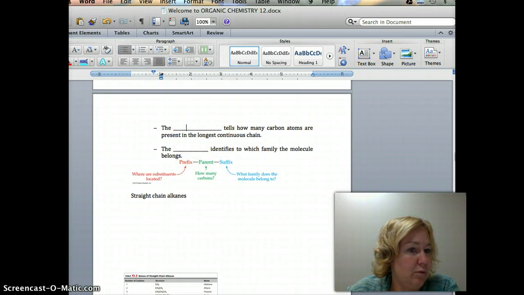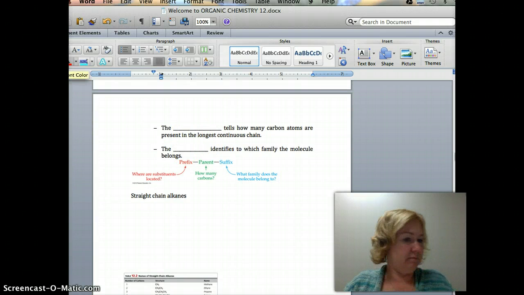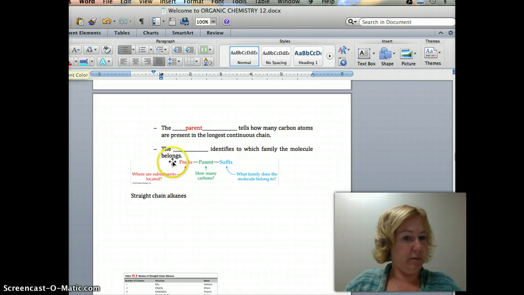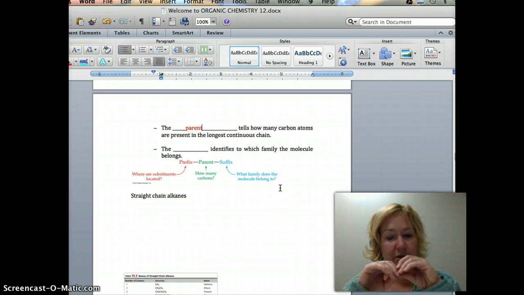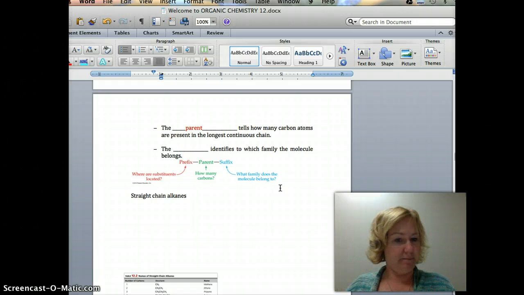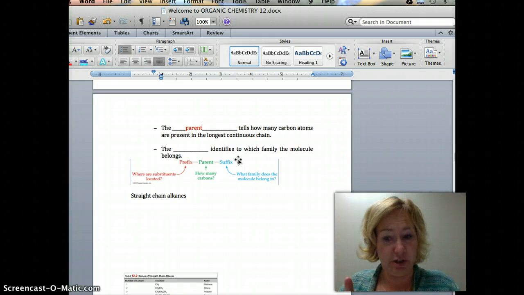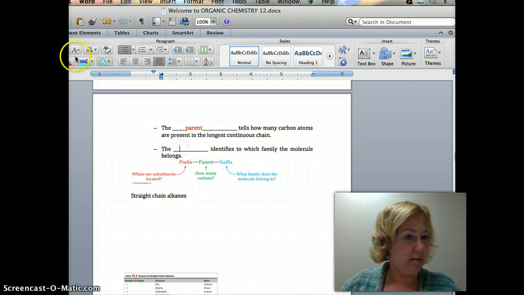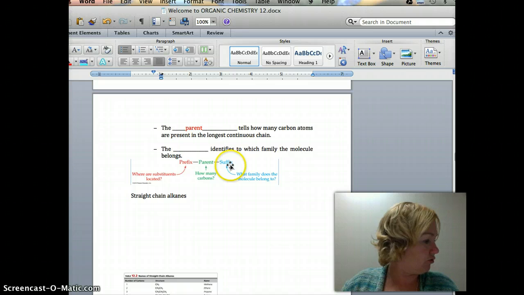Next rule is the parent. This is the big guy. This is like how many. This is going to be your methyl, ethyl. This is like the parent. So of these, there's 4: 1, 2, 3, 4. That's the parent. The parent tells how many carbon atoms are present in the longest continuous chain. We're going to talk about that in a minute because that longest chain thing is tricky.